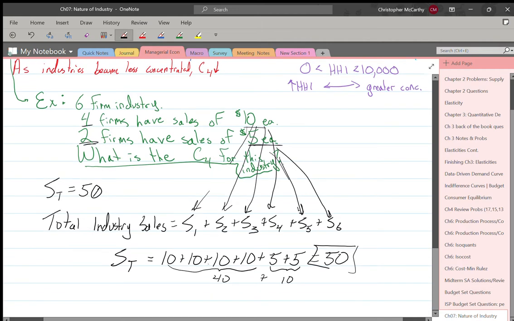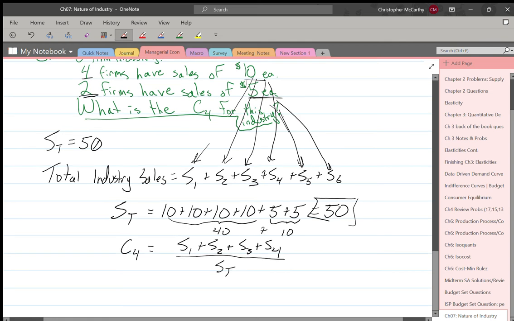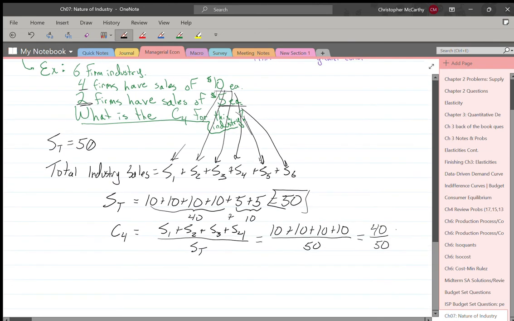All right, and so we're asked, what is the C4? Well, the C4, I've already done a little bit for us, right? We know it's the sales of the four biggest firms divided by my total industry sales, ST. And my four biggest firms are the ones that are selling at $10 each. So this is going to be 10 plus 10 plus 10 plus 10 divided by 50. Four tens gives us 40. 40 divided by 50 gives us an industry concentration ratio of 0.8.